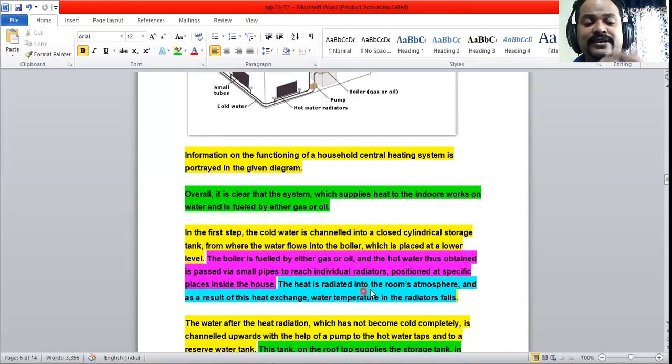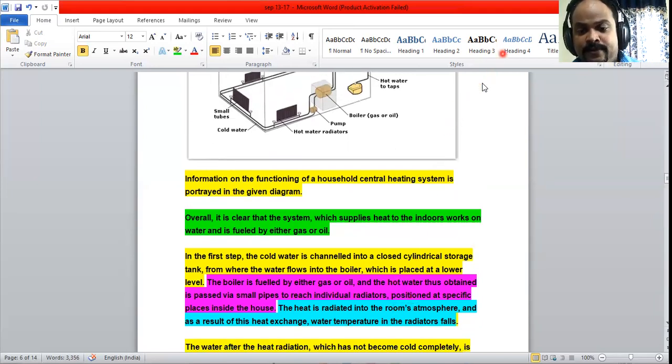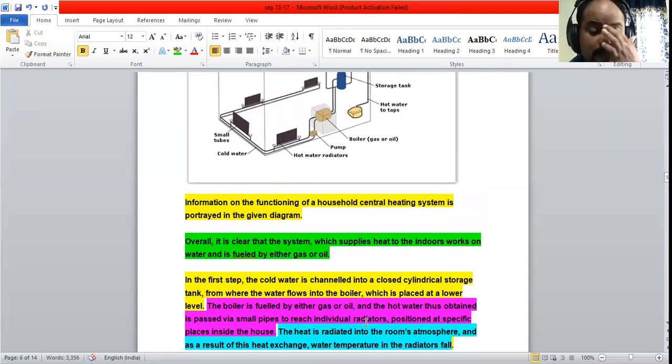The heat is radiated into the room's atmosphere, and as a result of this heat exchange, the water temperature in the radiators falls. So when the heat is radiated into the room atmosphere, where it is a cold situation, we have a cold atmosphere inside the room, and that's why we are turning on the central heating system.